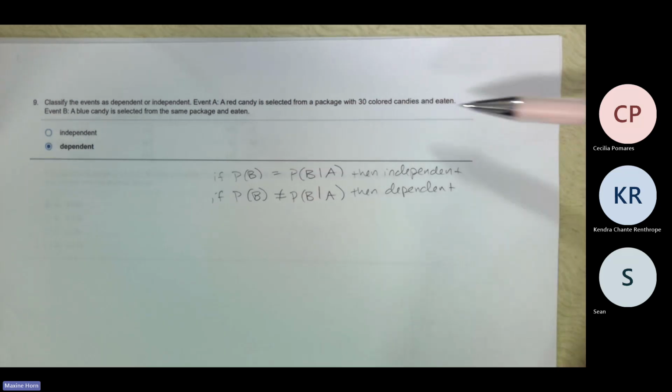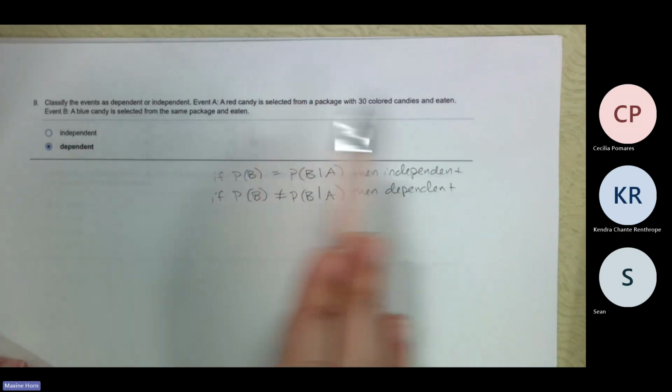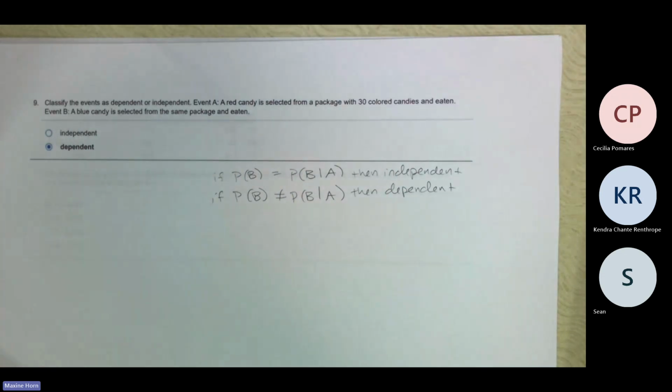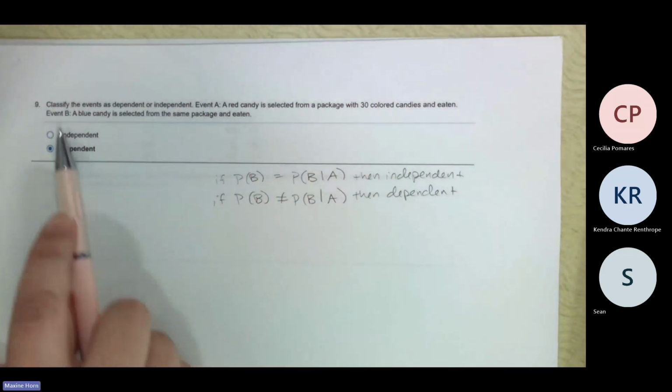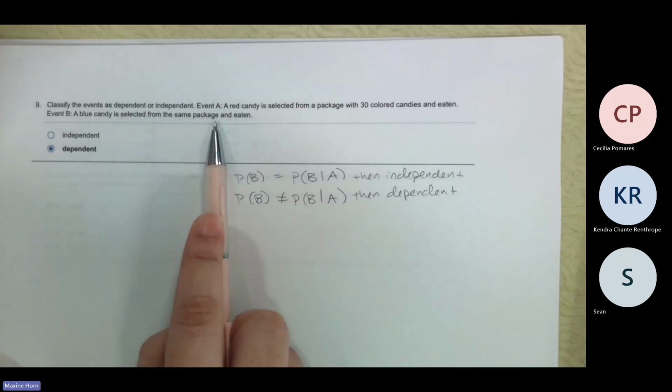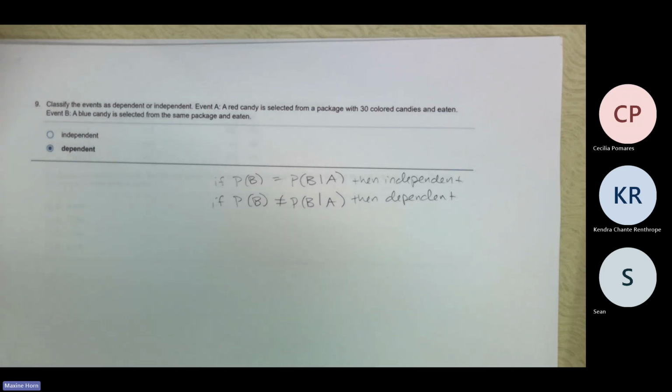candies and I pull a red one and I eat it, if I then go to calculate a blue candy, given that I had a red candy, I now have fewer candies. I don't have 30 candies anymore. I have 29 candies. So if I do event A, it affects what happens in event B, because instead of having a sample set of 30 candies, I only have a sample set of 29 candies. So event B is affected by event A.